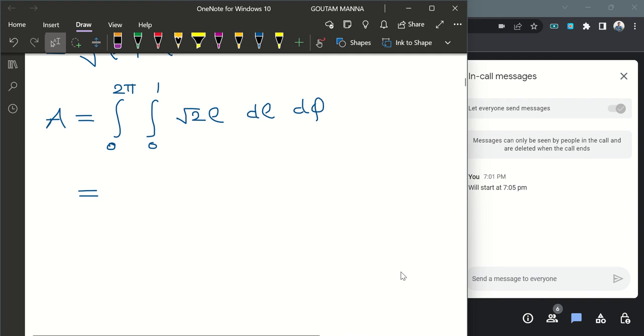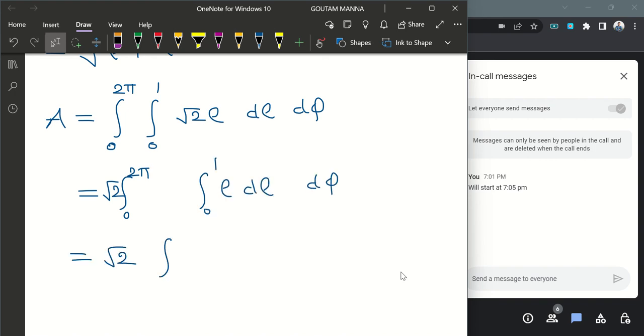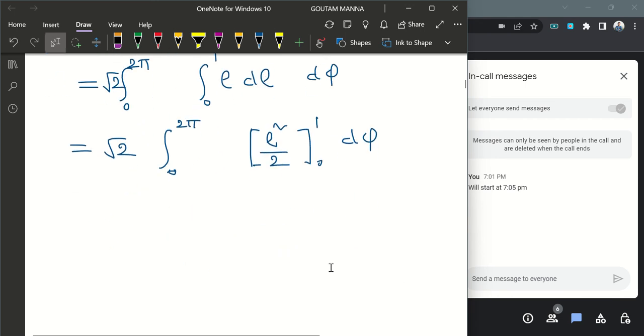So in that case, you can take root 2 outside. So then it is integration from 0 to 2 pi of the integral from 0 to 1 of rho d rho d phi, which is rho square by 2 from 0 to 1 d phi. So if we put the limit, it will be half.